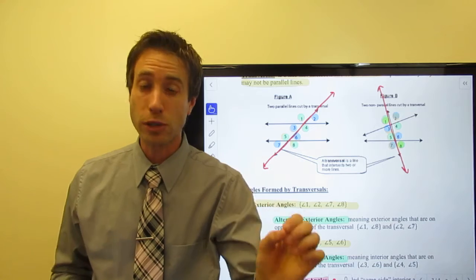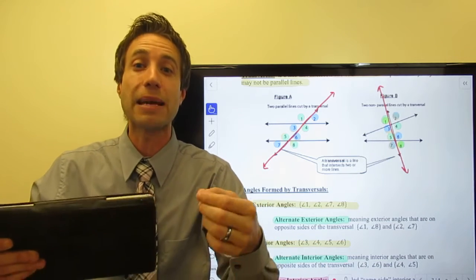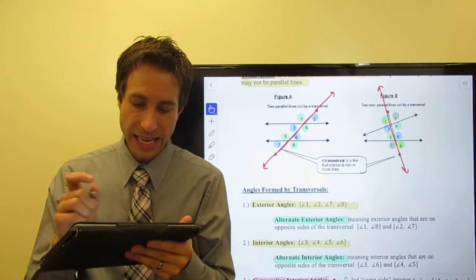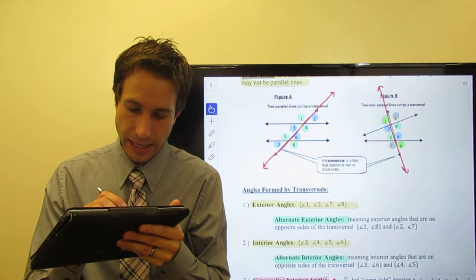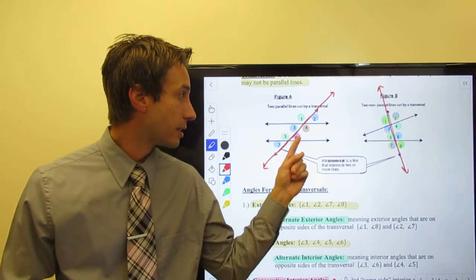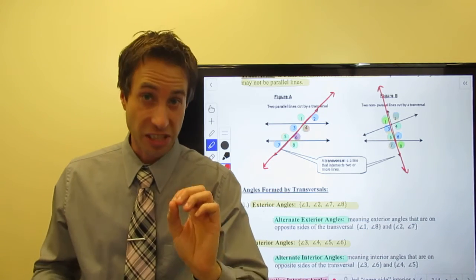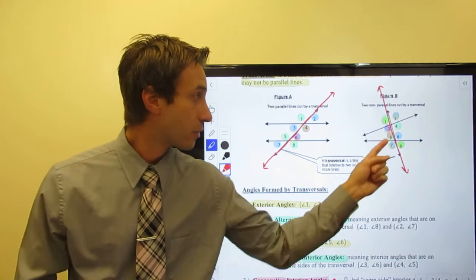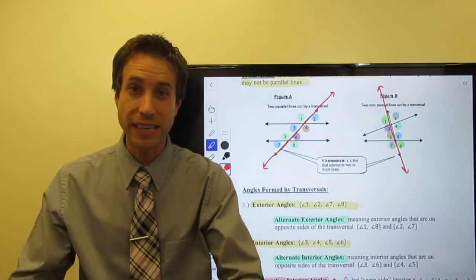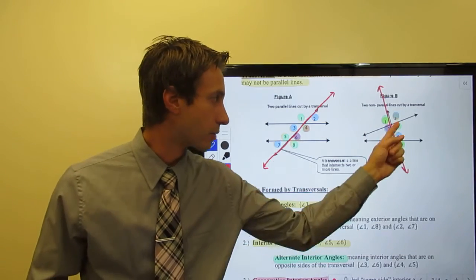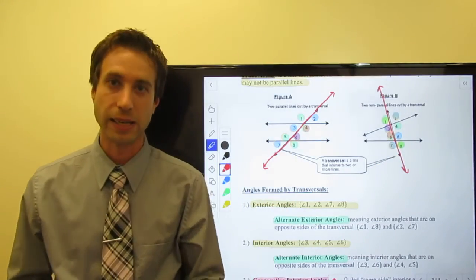Instead of the alternate interior, I want the same side, or what we're going to call consecutive interior angles. That would be 6 and 4. 6 and 4, same side or consecutive interior angles. 3 and 5, consecutive interior angles. Same thing over here. 5 and 3, consecutive interior angles. 4 and 6, consecutive interior angles.